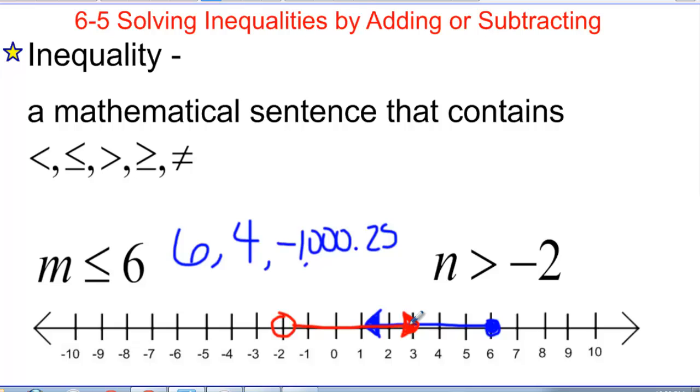substitute it in for the variable, and have that be a true statement. So for example, if I'm looking at my number line and the red arrow going to the right, 10 is in the direction of that arrow. If I substitute 10 in for n, I get 10 is greater than -2, and that is a true statement. So I have my arrow pointing in the right direction.